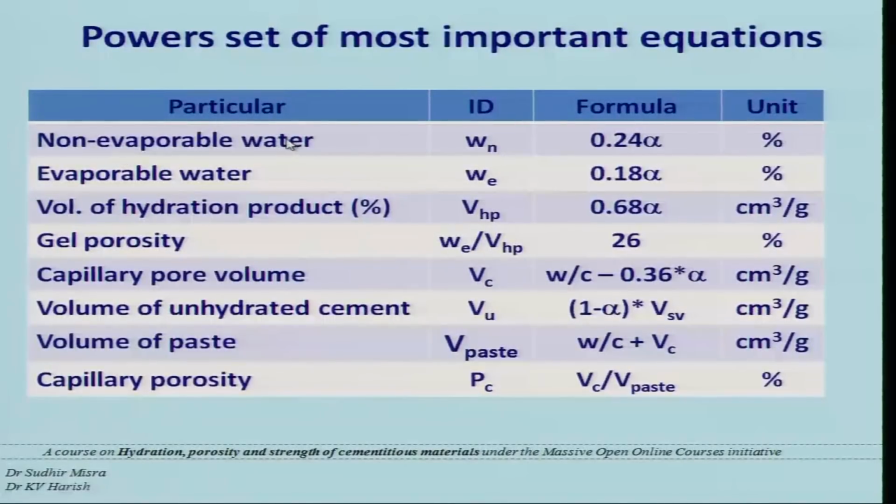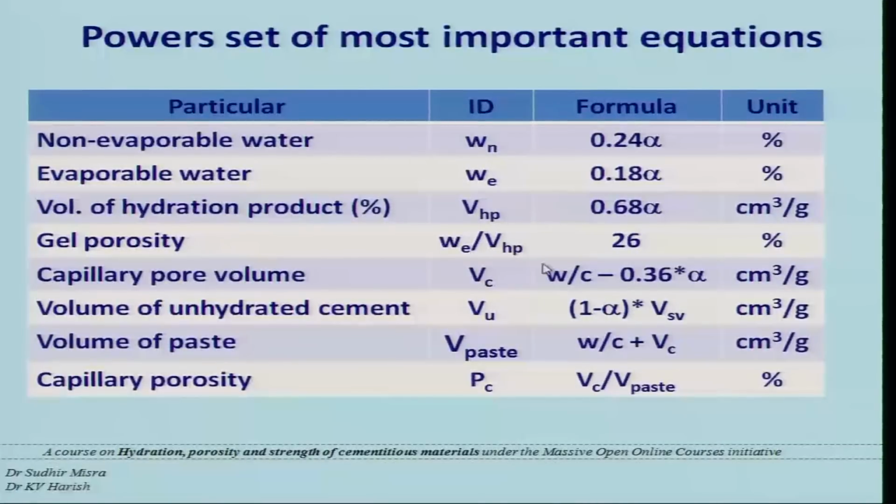The set of equations that he has developed is as follows. Non-evaporable water, he found it as 0.24 times alpha. Evaporable water, he found it as 0.18 times alpha. Likewise, volume of hydration product, gel porosity, capillary pore volume, volume of unhydrated cement, volume of paste, and capillary porosity. He found formulas for all these things, and some are empirical in nature, some are confirmed from experimental works, but largely the formulas are empirical as well as theoretical in nature.